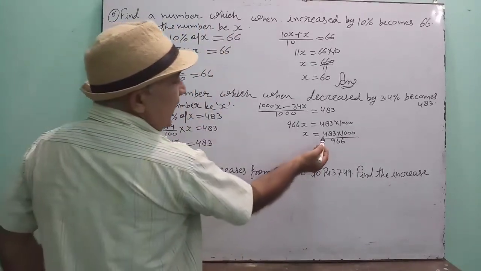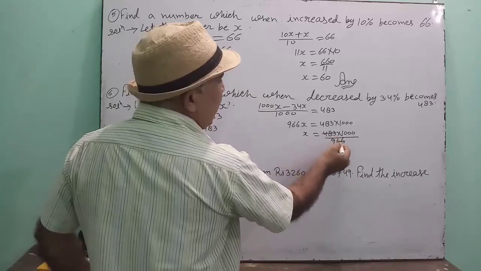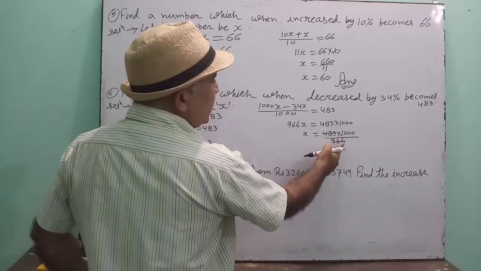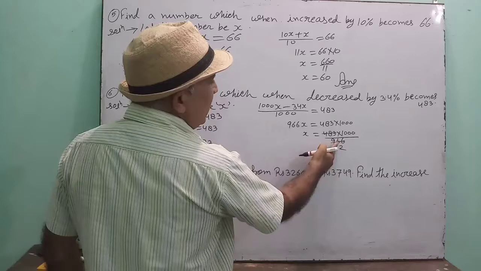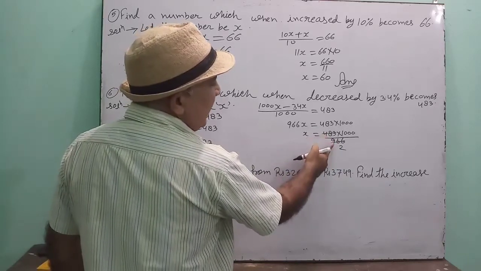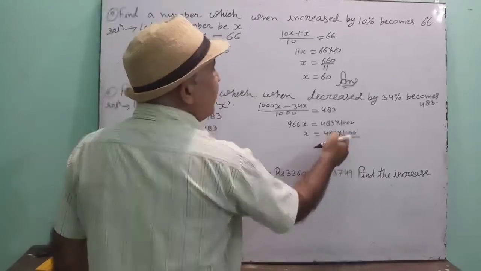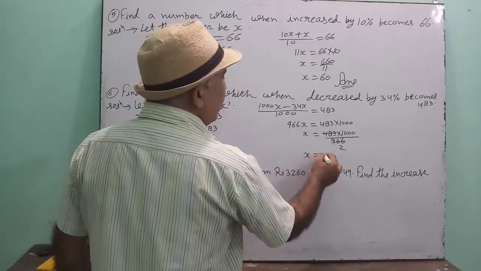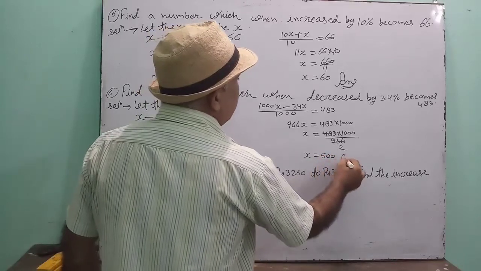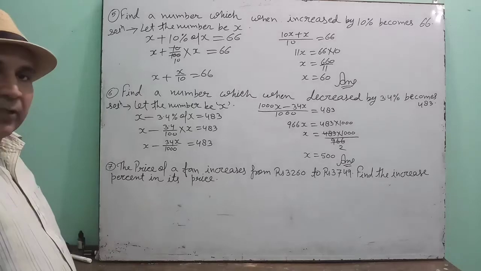Children, you can see that 483 divides 966 by 2 times. 2 into 3 is 6, 2 into 8 is 16, 1 carry on, 2 into 4 is 8 plus 1 is 9. So 483 divides 966 by 2 times, and 2 divides 1000 by 500. That means the required number is 500.